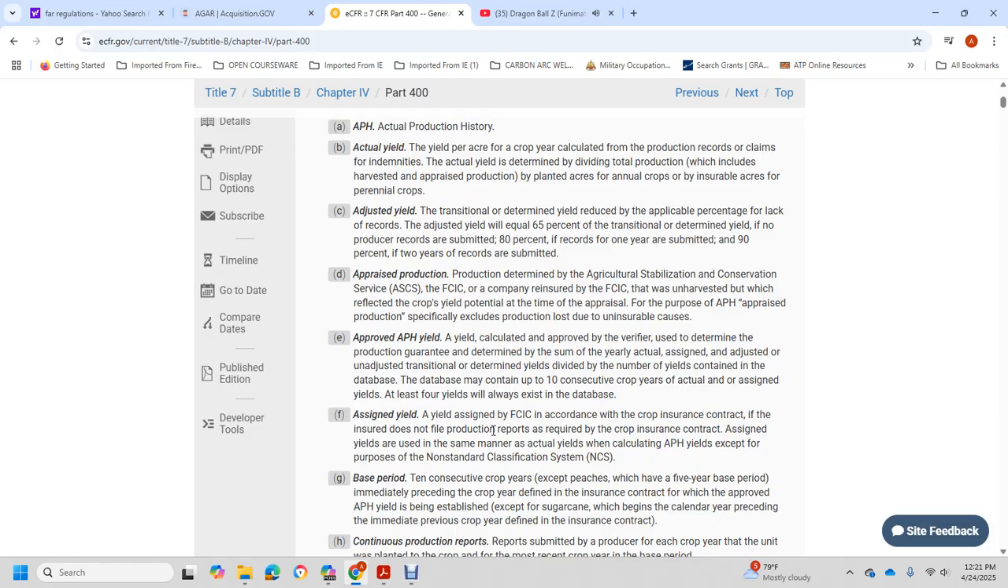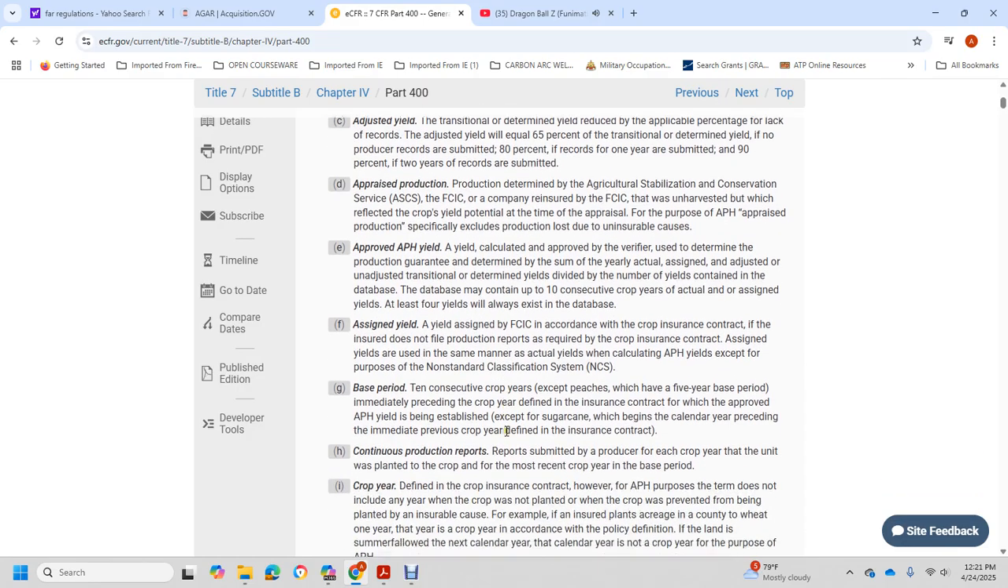Assigned yield: a yield assigned by the FCIC in accordance with the crop insurance contract. If the insured does not file the production reports required by the crop insurance contract, the assigned yield is used in the same manner as actual yields in calculating the actual production history yields, except for the purpose of the non-standard classification system period.